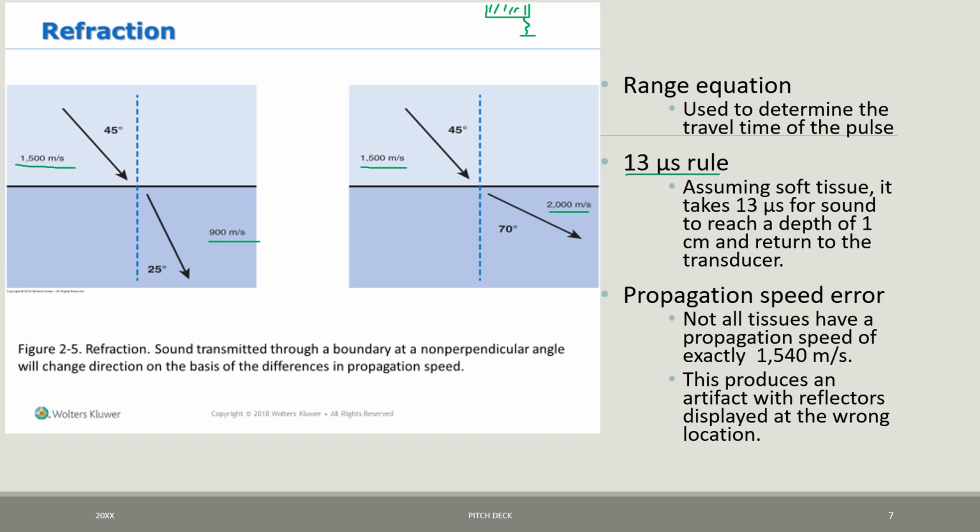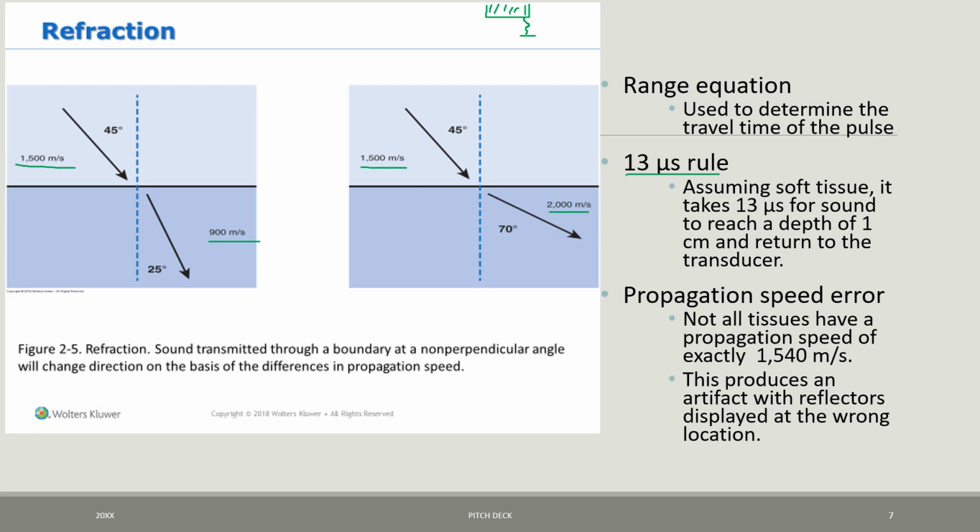But if they have significant variability, like for instance, air has a propagation speed of about 300 meters per second versus soft tissue at 1540 meters per second, those are significantly different propagation speeds, and because of that, we know that we don't see very well through air. Anytime you're going through a material like air that has a very low propagation speed, or maybe like bone that has a propagation speed in the 4000s, you're going to have a significant deviation from the normal way that ultrasound generally acts. Those can cause what we call propagation speed errors.